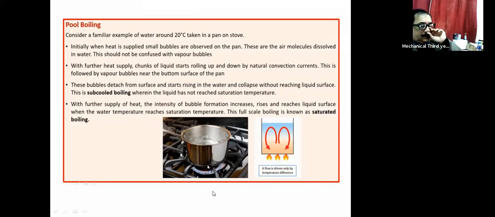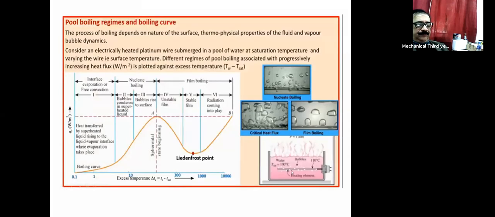What we discussed. With further supply of heat, the intensity of bubble formation increases, and the bubbles rise and reach the liquid surface. Now the bubble has reached the liquid surface. When the water temperature reaches saturation temperature, this full-scale boiling is known as saturated boiling. Okay? Fine. Let's go to the next.